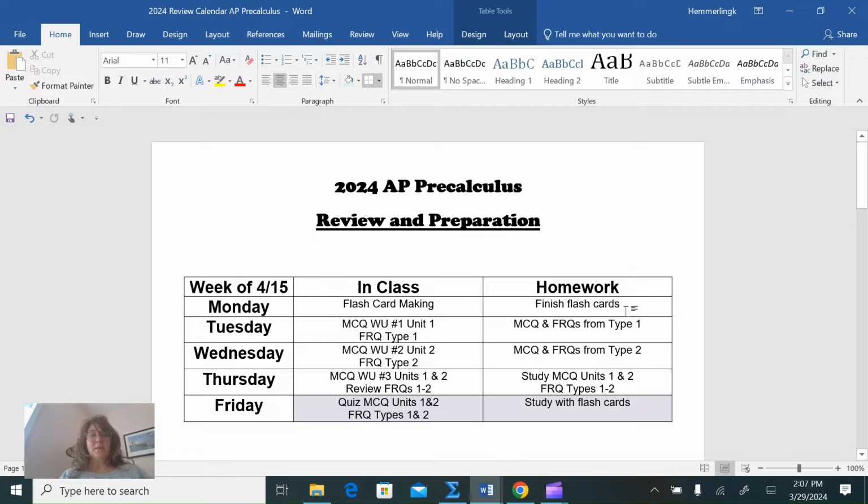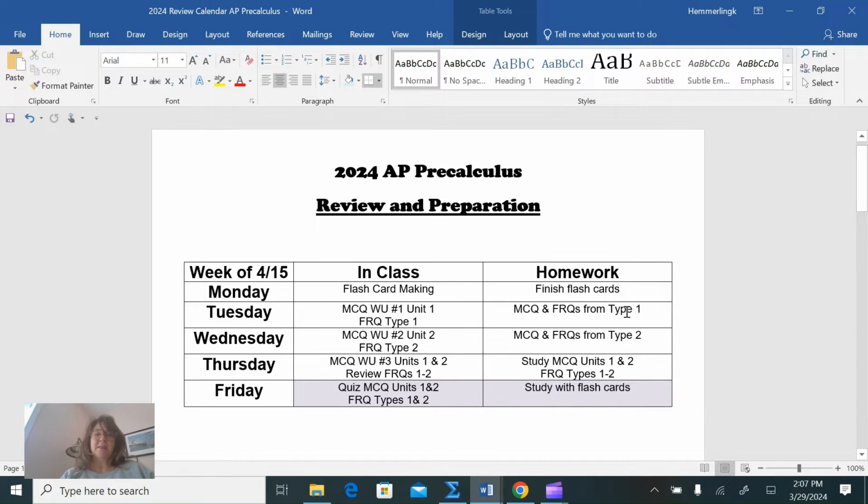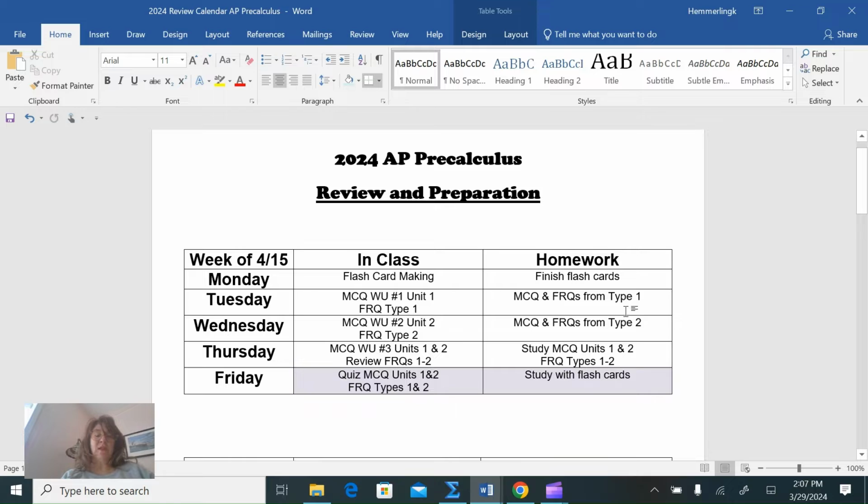All right, so this is my plan, starting with the week of April 15th. As I said, we'll start with making some flashcards, and you see I have a column for what we'll do in class each day and what the students should be working on as homework each day. So Monday the 15th, students will have class to make some flashcards, and then they should finish up whatever they don't get done in class at night.